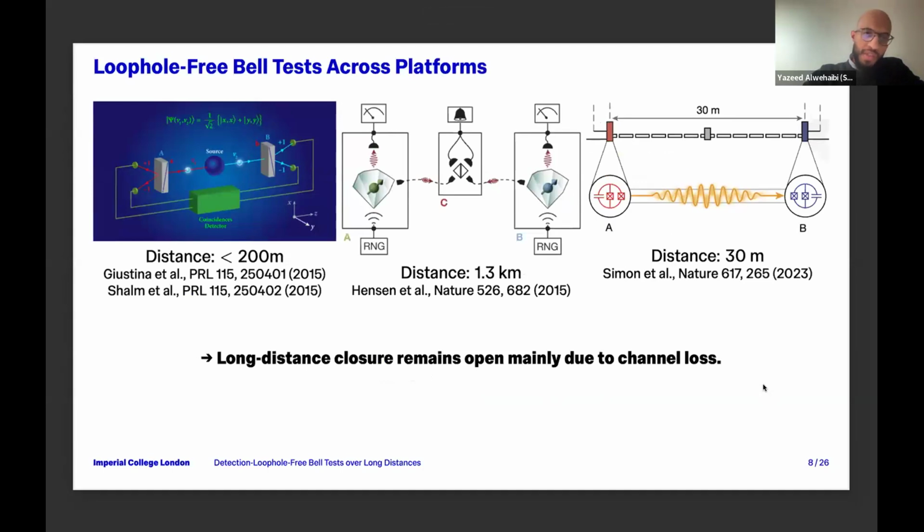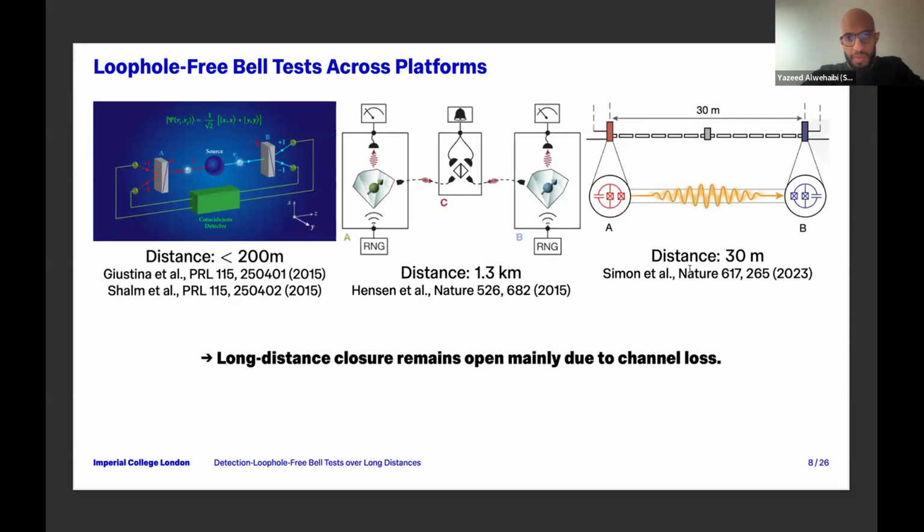Now, let's look back at what experiments have been done in this area. So, 10 years ago, in 2015, there was a major development in this area. Three independent groups demonstrated for the first time loophole-free Bell tests. Two of them were done in the photonic platform using polarization entanglement. One was done with a hybrid system of entanglement between spin and photons. And later in 2023, a more recent experiment was done using superconducting circuits.